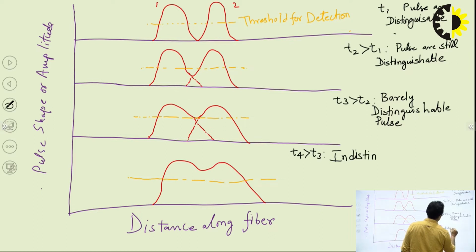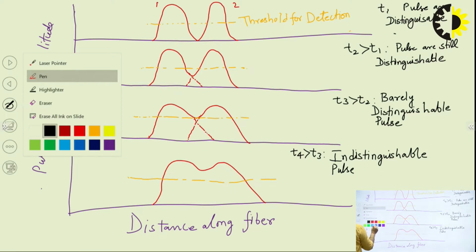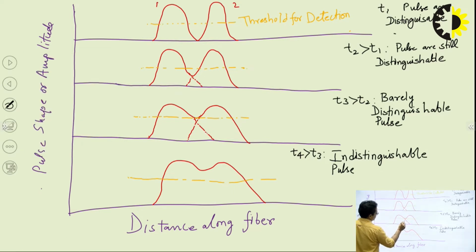Indistinguishable pulse. And this is your inter-symbol interference. And this phenomenon, this region and this region, is called inter-symbol interference.